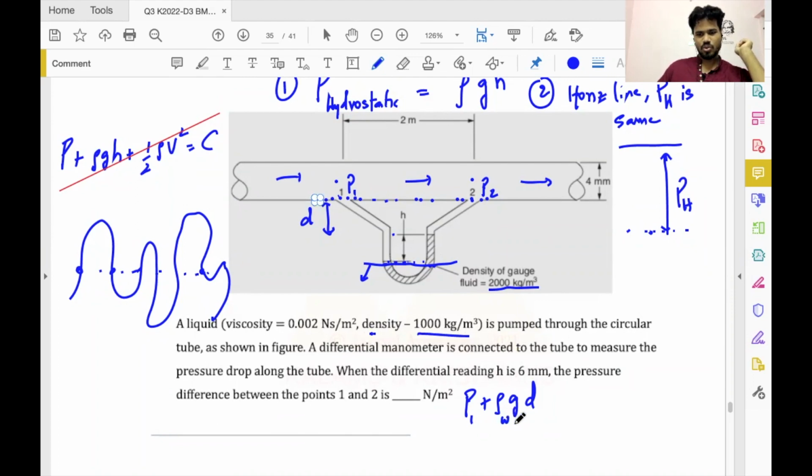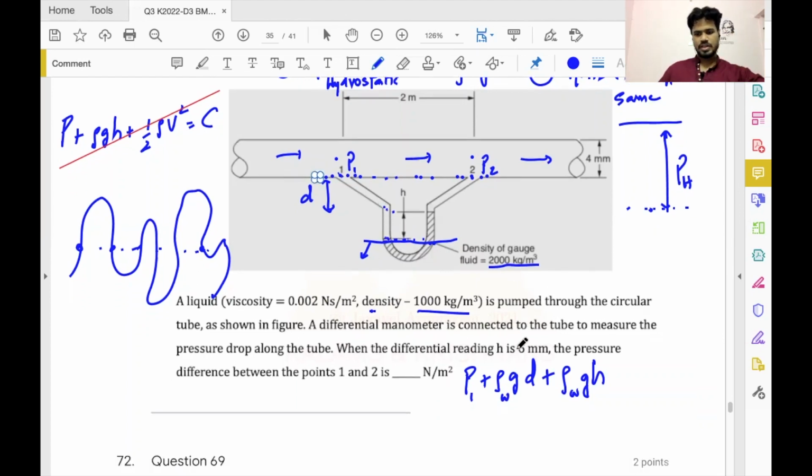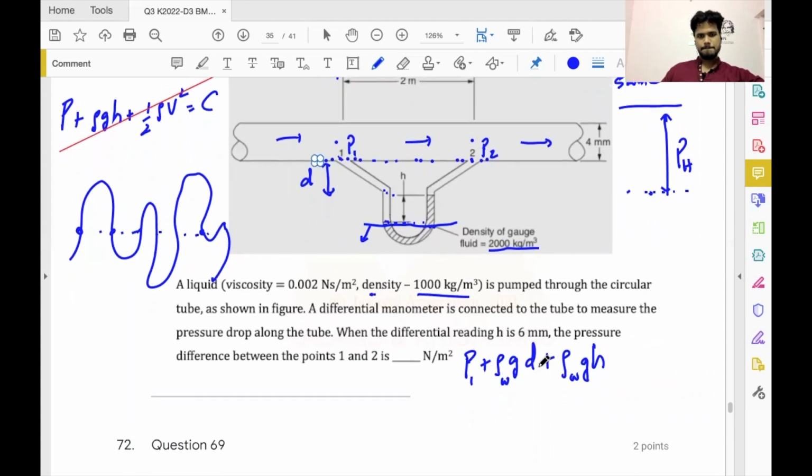So rho water. That is the pressure until this point, plus the pressure here, which will be rho W G H. So starting from here, I got this pressure, I add this pressure, and I get the pressure at this point. Any questions here?